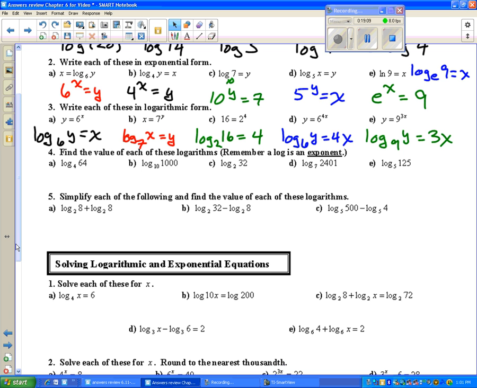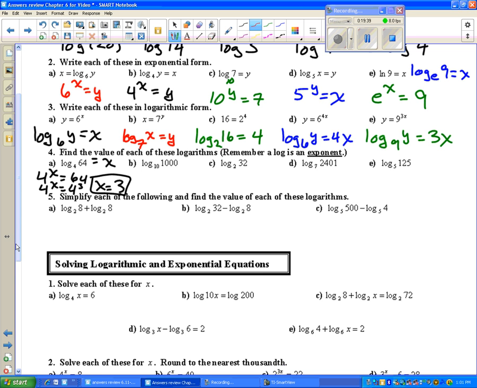Number 4, find the value of each of these logarithms. Remember, a log is an exponent. You could plug this into your calculator if you know what you're doing. The way I've taught you to do it is let it equal x. So change from a log to an exponent. 4 to the x is equal to 64. 64 is 4 to the third power. So x is equal to 3.